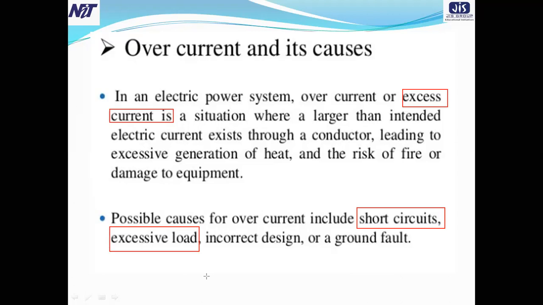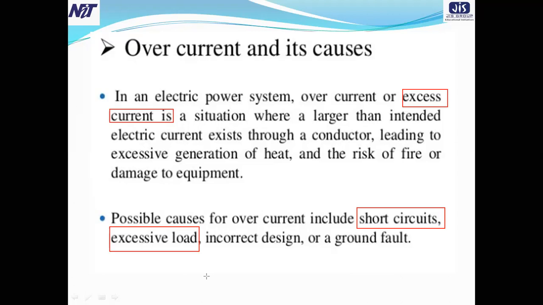So it may be electric equipment design, maybe the system design is one of the causes of this overcurrent. So incorrect design is also responsible for this excessive current and the ground fault. Ground fault has a vital role in overcurrent. It is natural that overcurrent may happen anytime for different reasons, and so we need to take some precaution for that also.